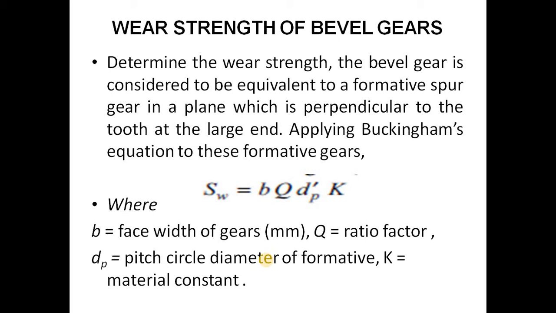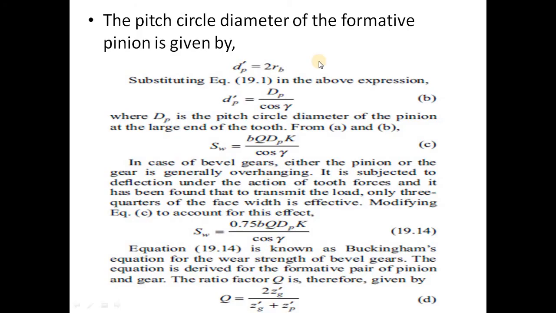How can we find these values in a bevel gear? See here, the pitch circle diameter of the formative pinion, dp dash, is equal to 2 times Rb, because for Rb we have considered the central value, or we can consider that 3/4 of the face width of the bevel gear is effective. That's why we considered the central, or resultant, force acting on the bevel gear. All that was covered in force analysis, and here we can put that value in the equation and we get equation 19.1 in Bhandari.